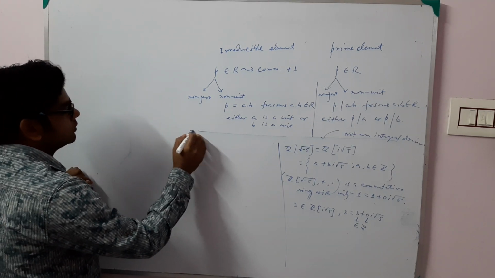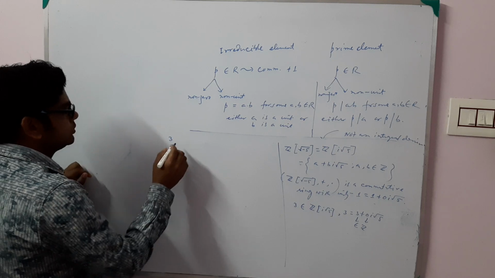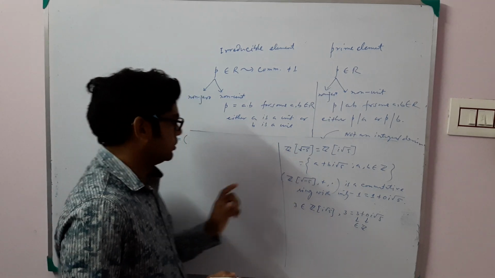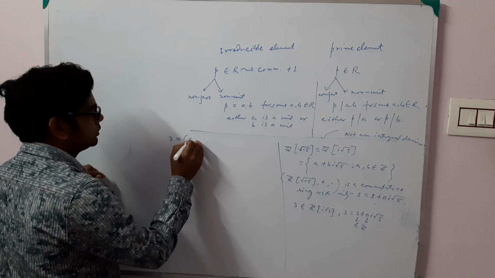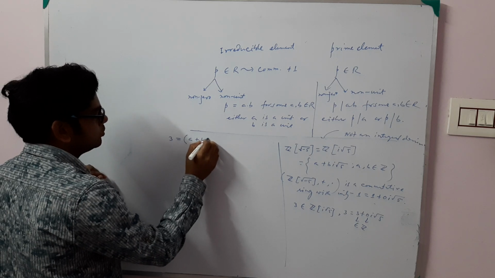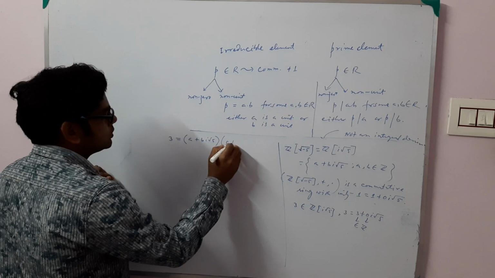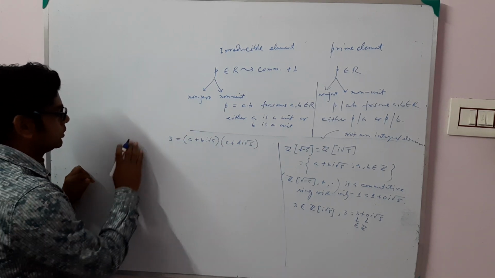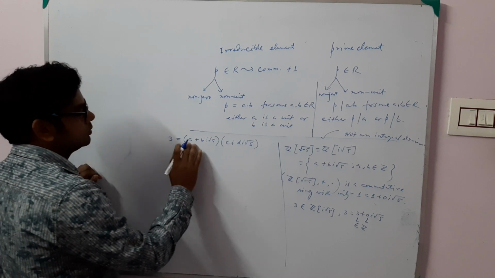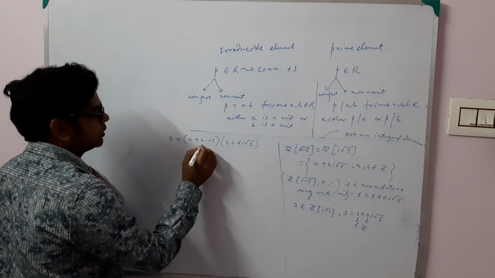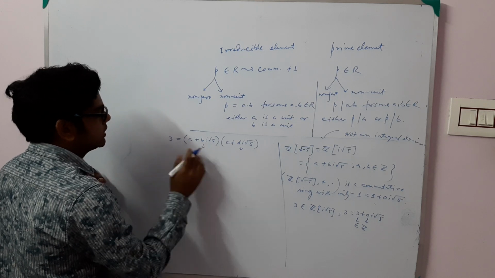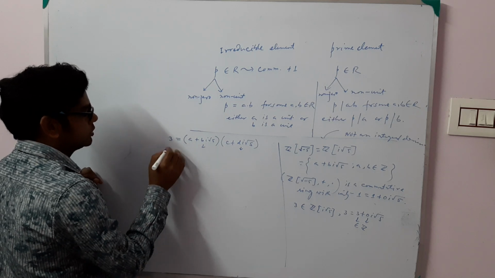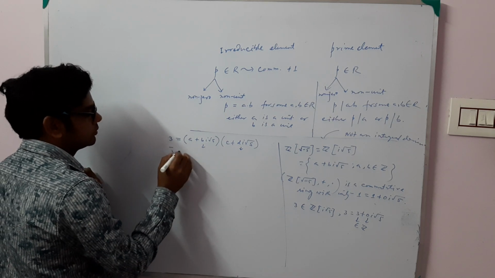Now suppose that 3 is the product of two elements in this ring. So write 3 equal to (a plus bi root 5)(c plus di root 5). Now the right hand side are two elements which are complex numbers. 3 is purely real. Now we take the conjugate of both sides, so it will give 3 bar.